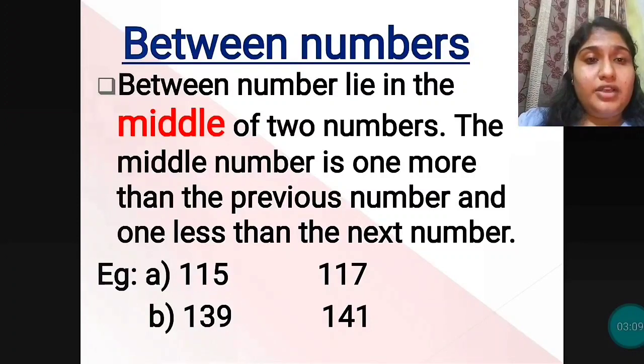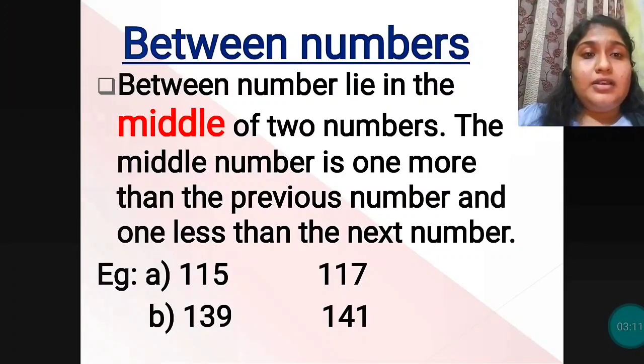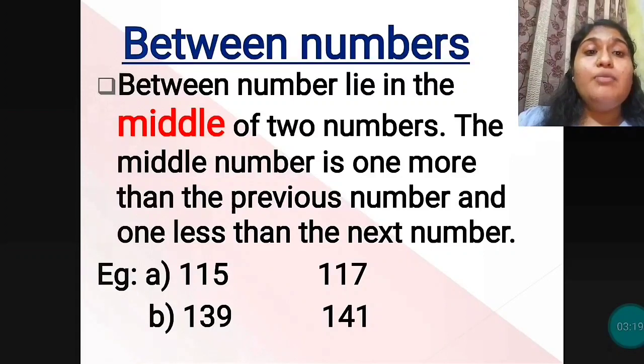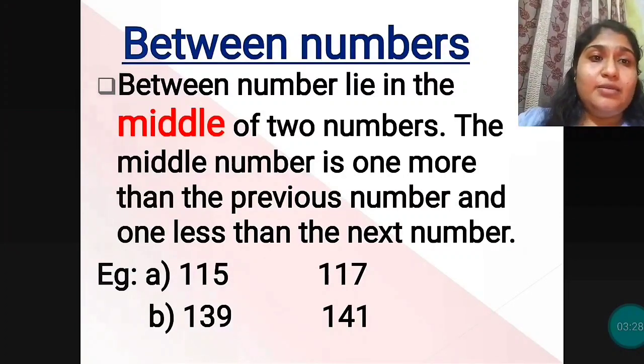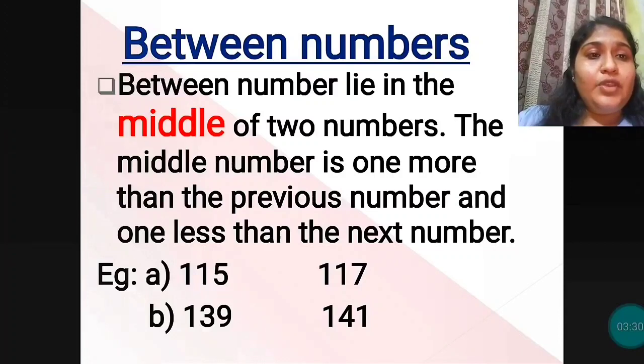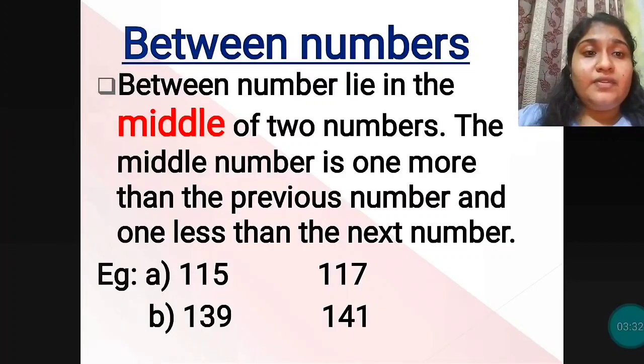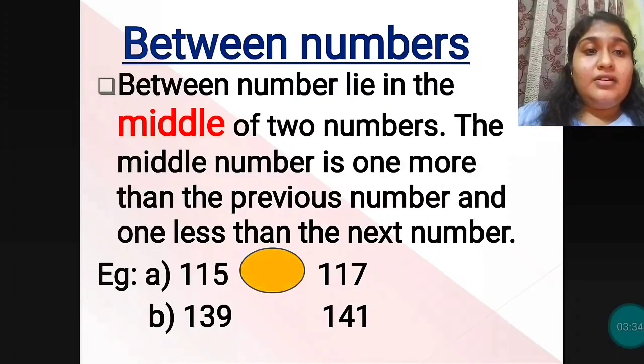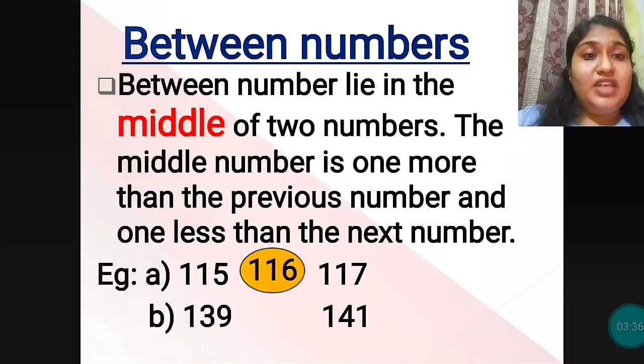So here you can see A example 115 and 117. So these are the given two numbers and we have to write down the between number. As you can see students, 115 is the previous number and 117 is the next number. So let's see what is the answer. Yes, so the between number is 116.